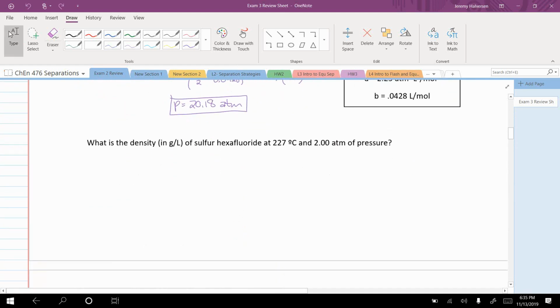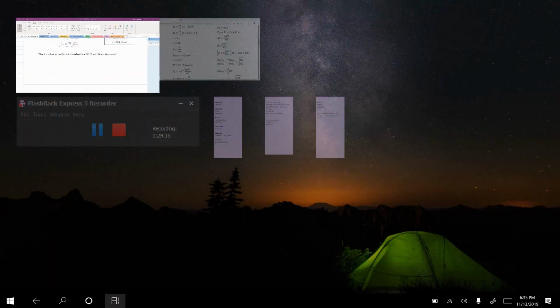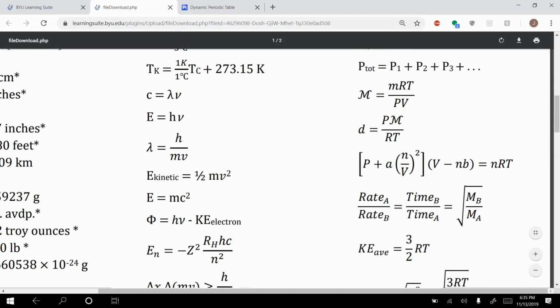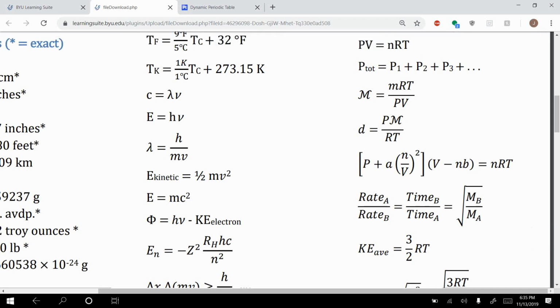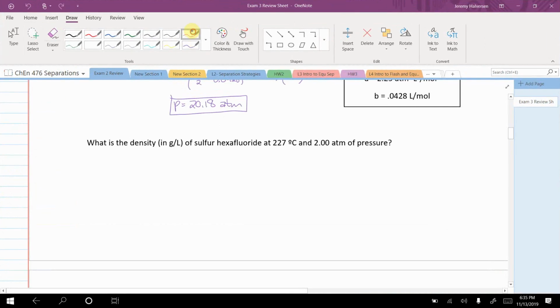What's the density in grams per liter of sulfur hexafluoride at that temperature and pressure? So let me see this, actually, because they've changed this. Hey, look, they give you the density equation now. They didn't used to do that. That's cool. So density equals P big M over RT. Okay, so that's easy. We just plug it in. Do you want me to plug it in? Yes, Jeremy? Okay, no problem. I'd love to.